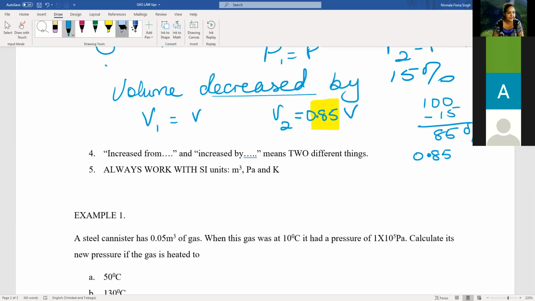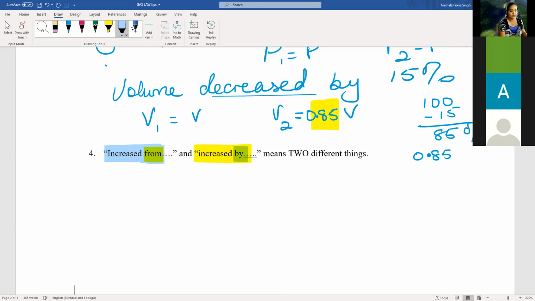These are just little tips that I come across in questions quite often, so I'm trying to cover as many things as possible beforehand. Please note, increased from is very different to increase by. These mean two very different things. The words from and by indicate two different meanings, so I don't want you all to get caught. When I say increase from, it means you're starting from one value and you're increasing to another value.